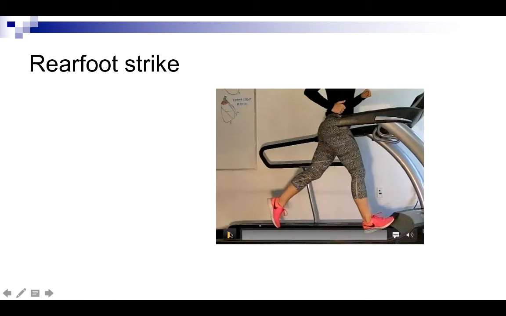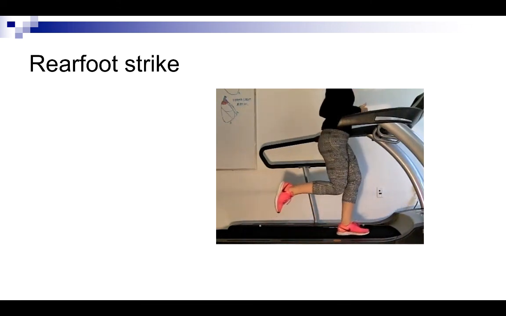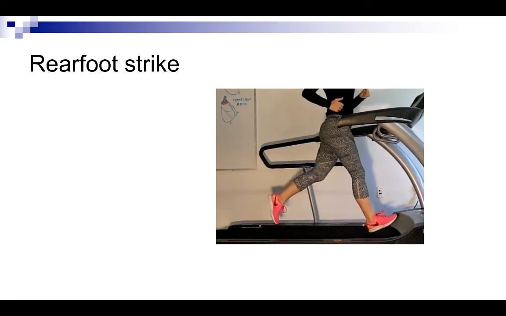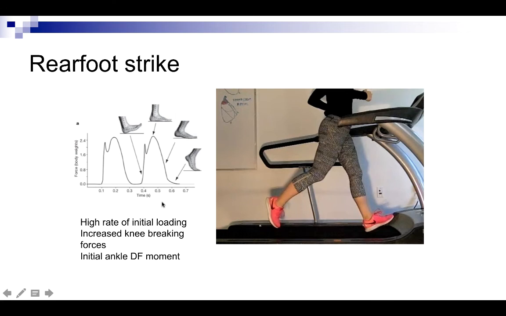And so here we're going to evaluate a foot strike pattern. So we can look at a running stride here. You can see that there's a definite heel strike with some deformation of the shoe. And this is the typical kind of ground reaction force pattern that's associated with a heel strike, most often wearing a shoe. And we see this rapid increase and spike in the early ground reaction force during the braking phase. So there's this high rate of loading, which leads to increased knee braking forces and an initial ankle dorsiflexion moment.